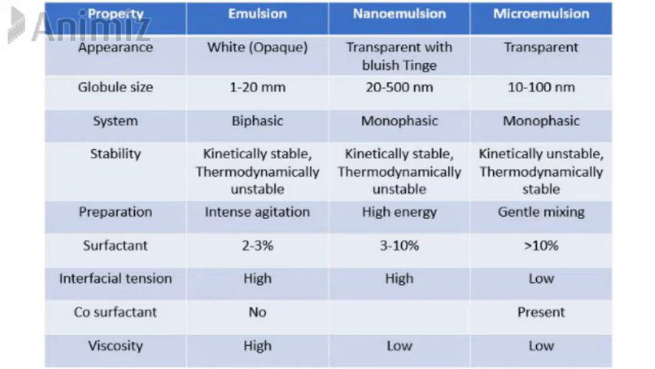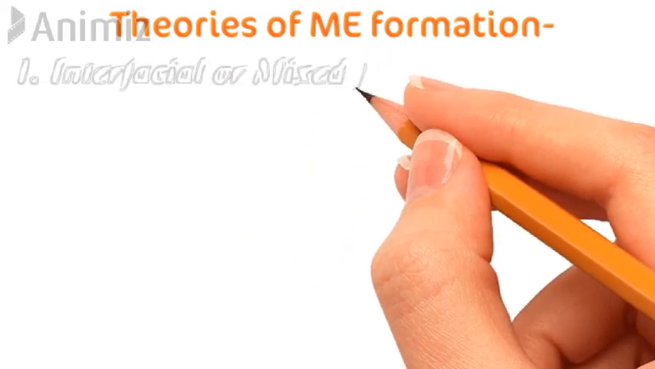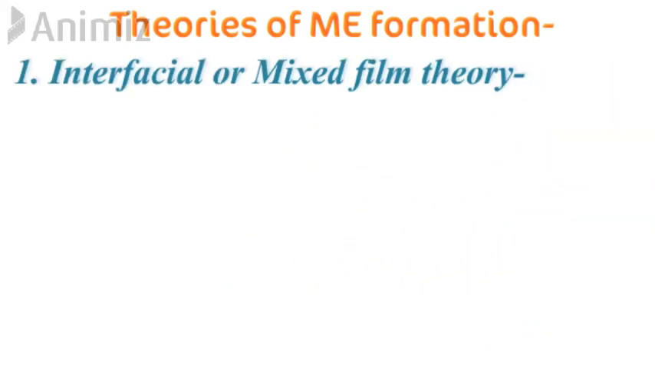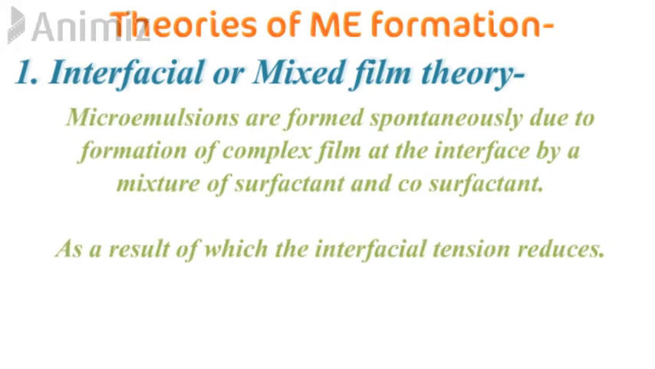The viscosity of emulsion is high and that of nanoemulsion and microemulsions is low. Now let's see different theories of microemulsion formation. The first one is the interfacial or mixed film theory. According to this, microemulsions are formed spontaneously due to formation of a complex film at the surface by the mixture of surfactant and co-surfactant, as a result of which the interfacial tension reduces.